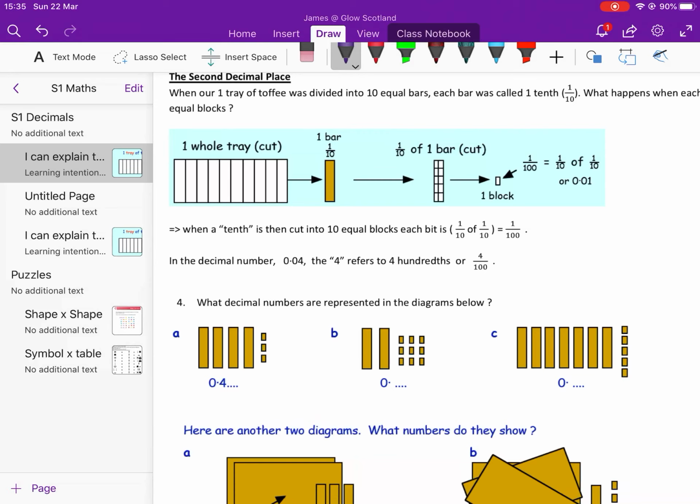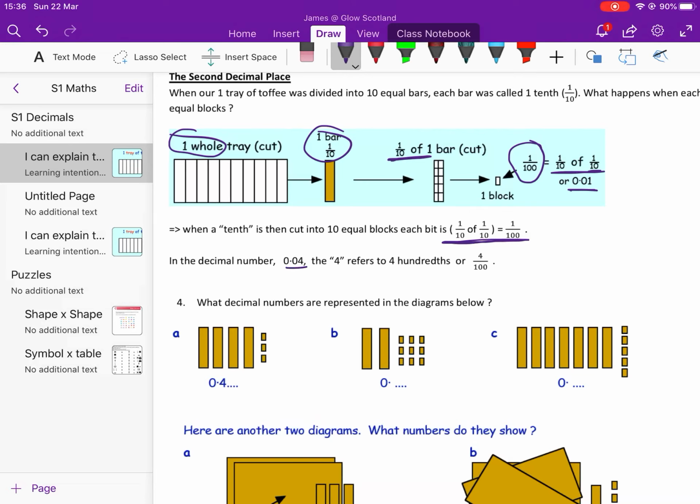So we've already discussed how we can have our whole tray here, cut it into 10 bits, and we've got 1/10 of a bar. If I now take that bar and I divide that into 10 bits again, I get 1/10 of 1 bar. Alright, so I've ended up here with 1/10 of 1/10, which actually gives me 100th. So 1/10 of 1/10 is 100th. So the second decimal place, we write that as 0.01. The second decimal place here is our hundredths column.